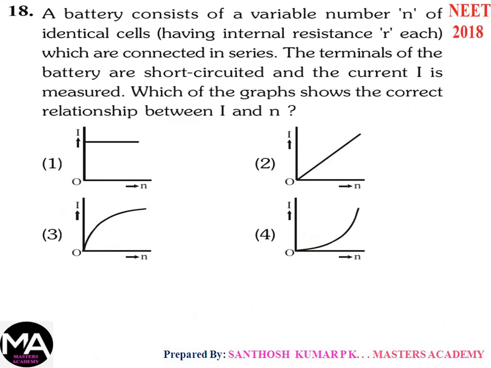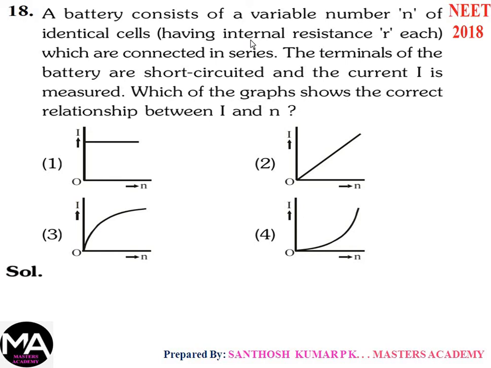Next problem, 18th one. It is from NEET 2018. A battery consists of a variable number n of identical cells, each having internal resistance R, which are connected in series. The terminals of the battery are short circuited and the current I is measured. Which of the graphs shows the correct relationship between I and n? Here I is the current and n is the number of identical cells.